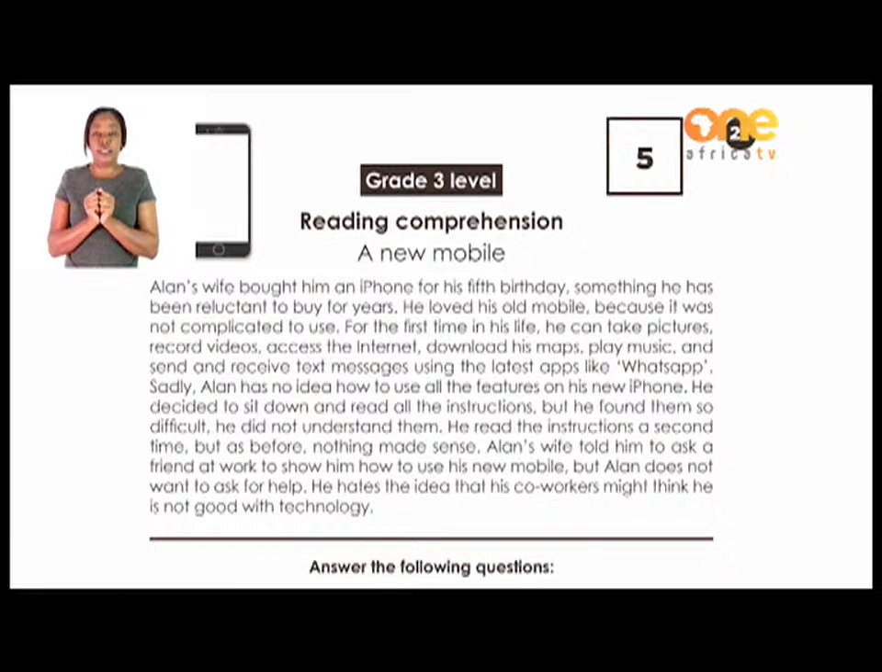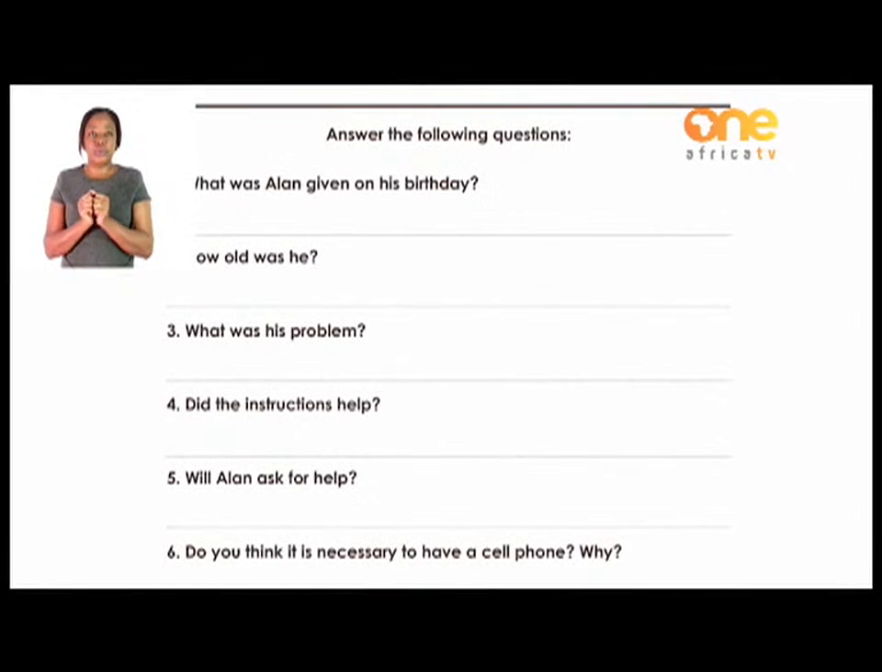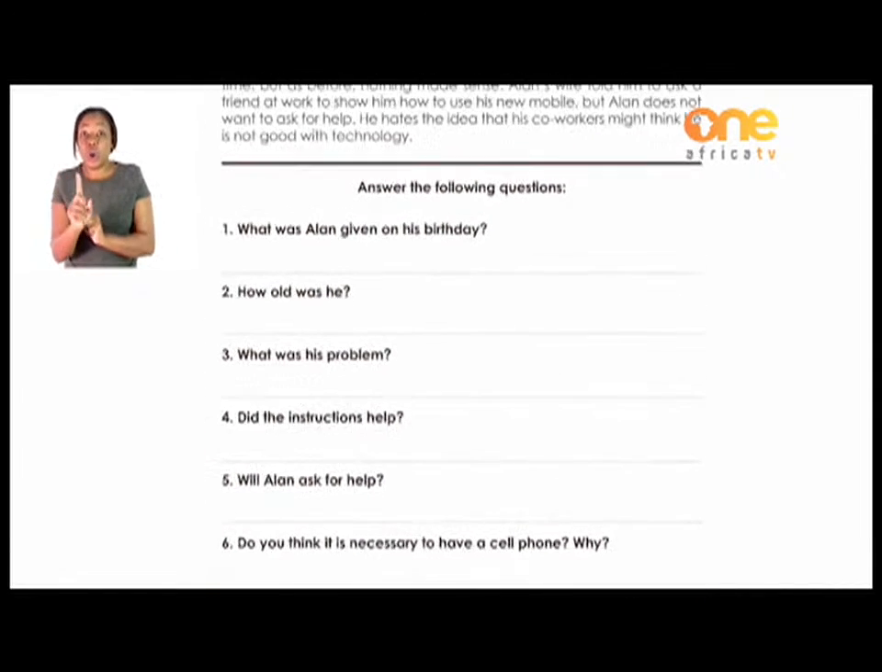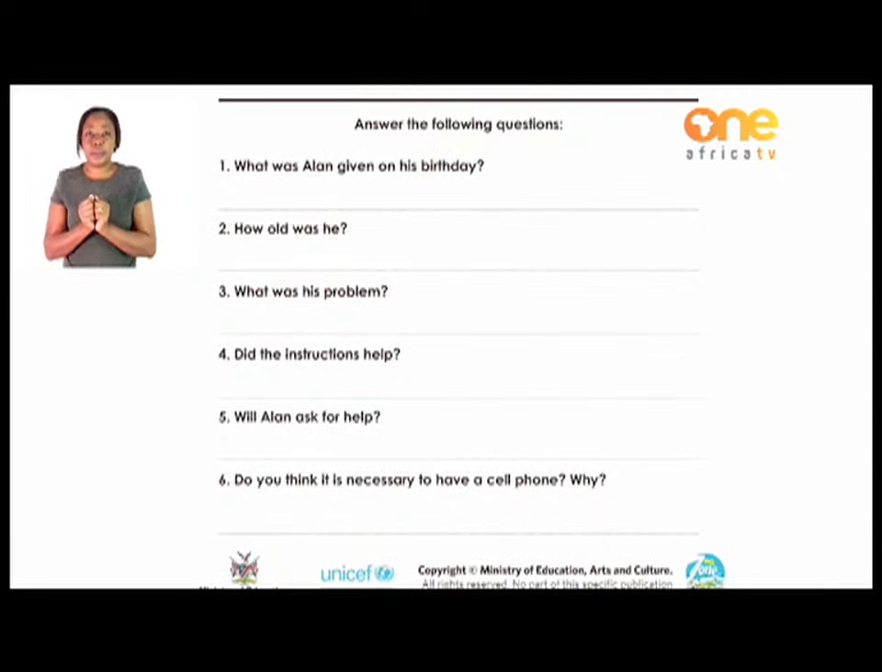Now let's answer the questions. The first question says, what was Alan given on his birthday? What was he given? You just have to go back to your passage again if you have forgotten what you have read. Read it again. Number 2, how old was he? It's also in the passage. Don't scratch your head. Just go back to the passage. Read it again. Number 3, what was his problem? Read it again. Number 4, did the instructions help? Read it again. You will get the answers in the passage.